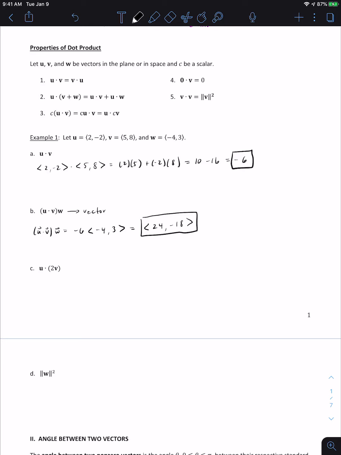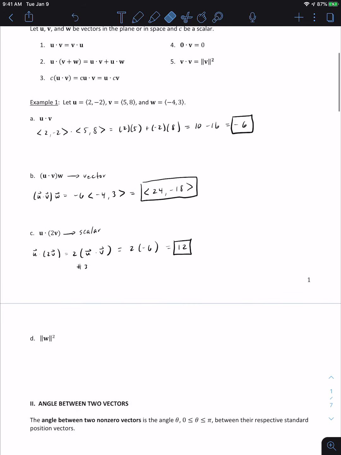Okay. And then now if I do u dot 2v, let's think about what we expect to get here. 2v itself is a vector. U dot a vector is going to give us a scalar, right? Because it's essentially just the dot product of two different vectors. But if we look at property 3 here, what does property 3 say? It says if I take one of my vectors and it has a scalar multiplied to it, then I can rewrite that scalar on the outside. So I can rewrite u dot 2v as 2 times u dot v by property 3. And u dot v, that's what we found in part A, which is -6. So I have 2 times -6, which is going to give me -12, which again is a scalar like we expected.